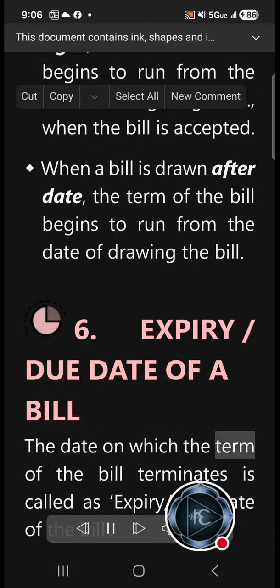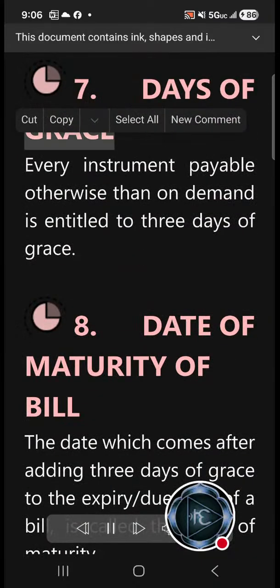6. Expiry/due date of a bill. The date on which the term of the bill terminates is called the expiry/due date of the bill. 7. Days of grace. Every instrument payable otherwise than on demand is entitled to 3 days of grace.